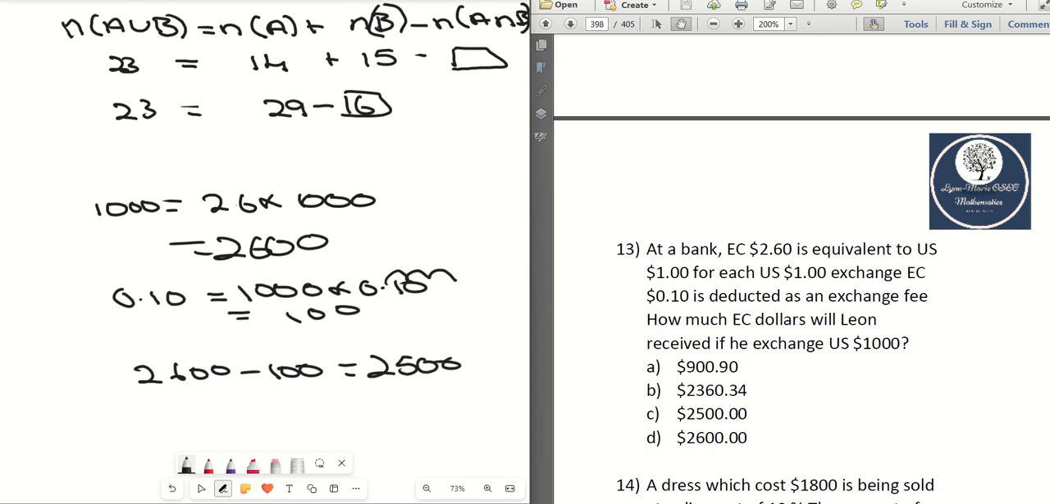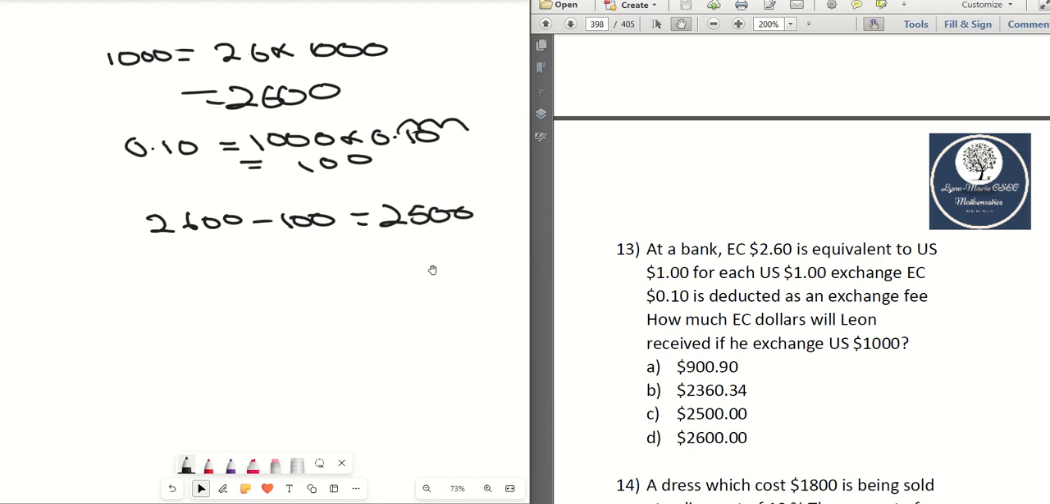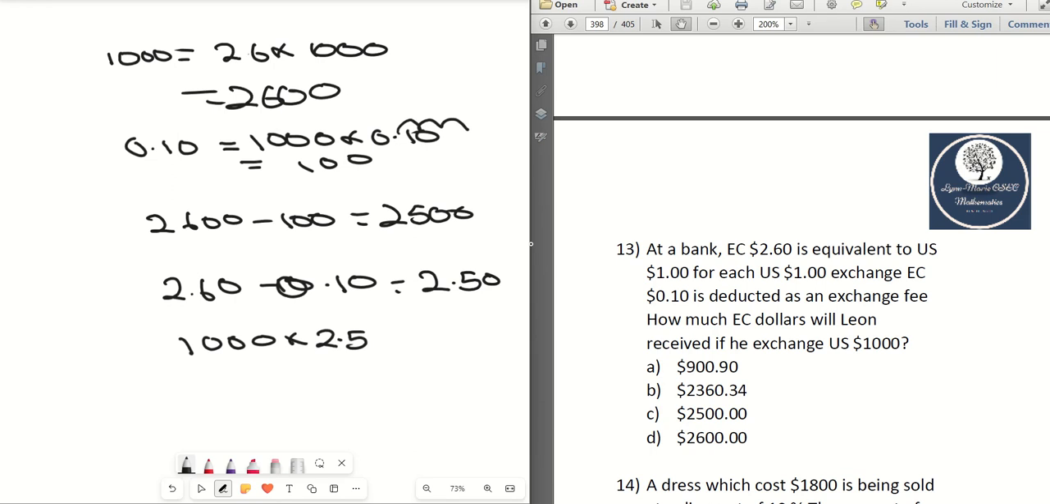Or you could have done this and said that with deductions, the exchange rate would be 2.6 minus 0.10. So it'll be 2.50, right? So for every dollar, this is after deduction, every dollar is $2.50. So $1,000 would be $2.50 multiplied by 1,000, which is 2,500 EC. And that's how you would do this question. And 2,500 is C. Number 13 is C.